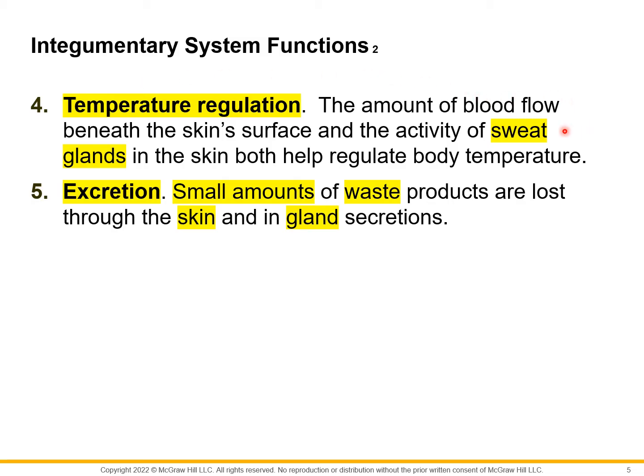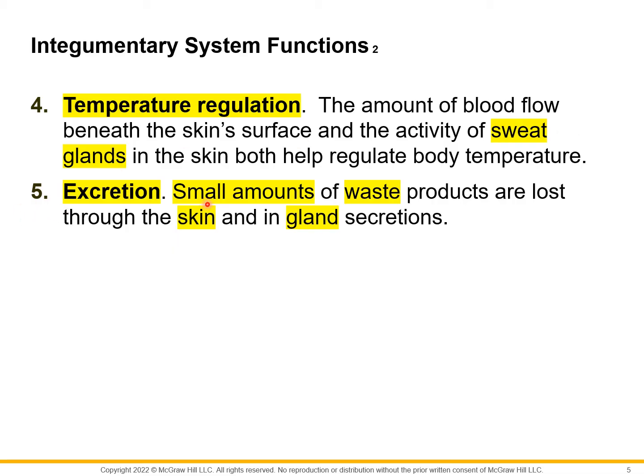So the blood flowing underneath our skin and the activity or the production of sweat by our sweat glands, they work together para po ma-maintain yung normal body temperature natin. And for humans, you know that the normal body temperature is around 35 to 37 degrees Celsius, di ba po? So, ayun. Next is excretion.